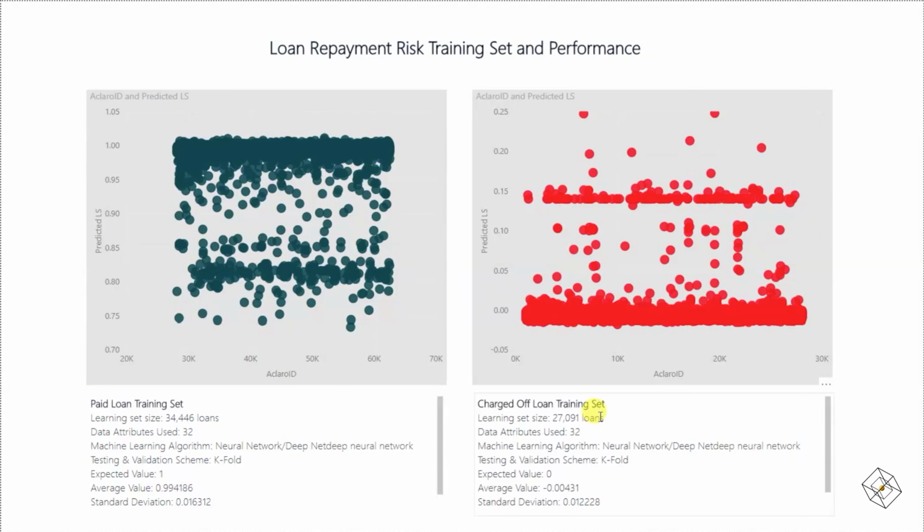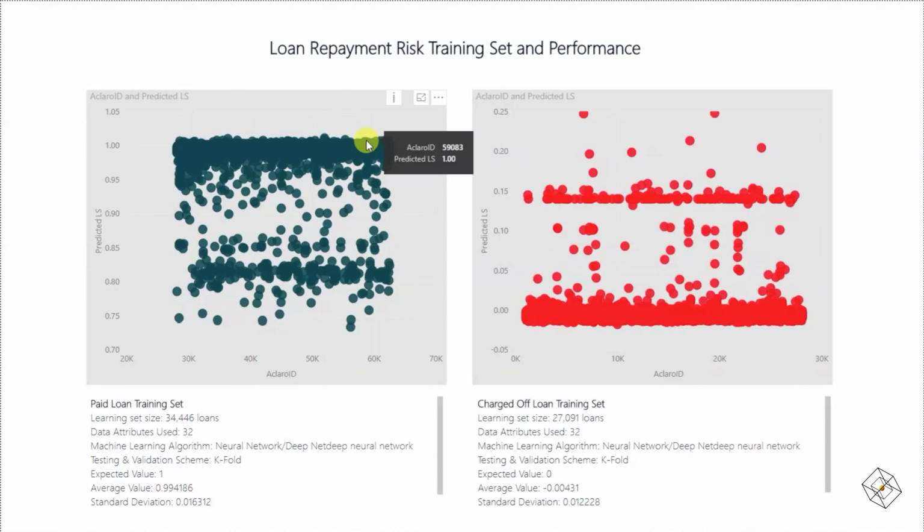The charged-off training set had 27,091 loans. The same 32 data attributes were used again. Again, a net deep learning network with k-fold techniques was used. The expected value of 0 was tested with an average result of negative 0.004 and a standard deviation of 0.012.